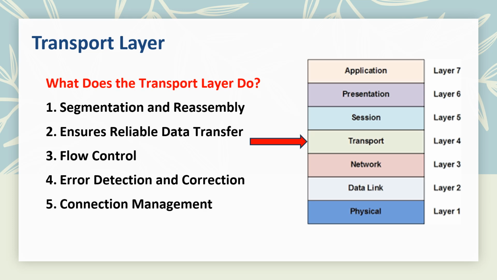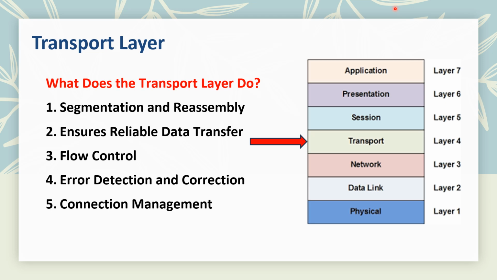The transport layer breaks down large chunks of data into smaller units called segments so they can be sent over the network, and then reassembles them at the destination. It makes sure that all data is received correctly and in the right order. If any segments are missing or corrupted, the transport layer handles retransmission.